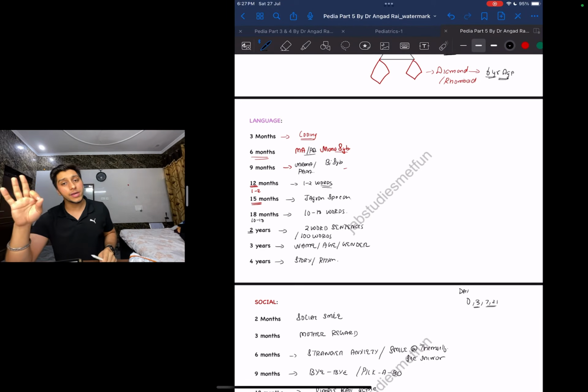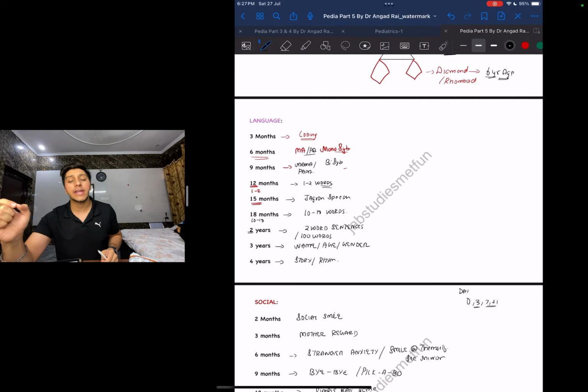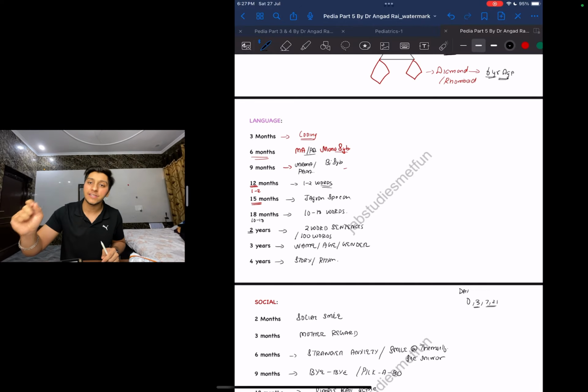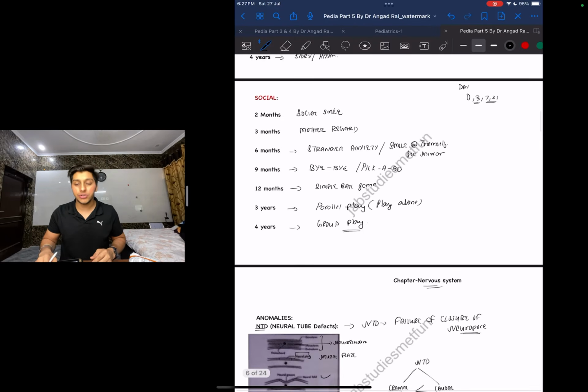3 months cooing, 6 months monosyllable, 9 months bisyllable, 1 year 1 to 2 words, 15 months jargon speech, 18 months 10 to 18 words, 2 years of age 2 word sentences or 100 words, while at 3 years they'll be able to distinguish name, age, gender, and by 4 years they'll be able to tell us, like, a story or a rhyme. The last milestone which you need to know is social.